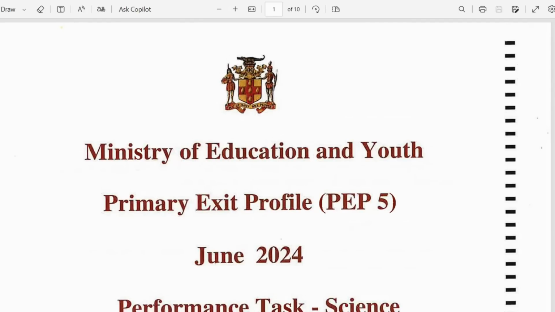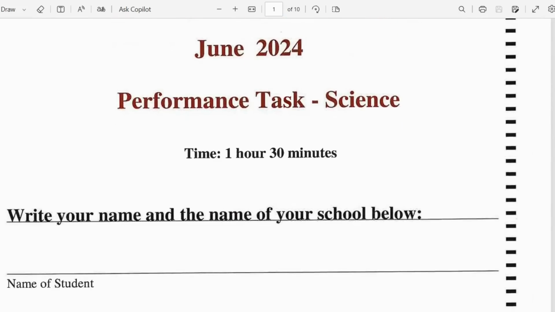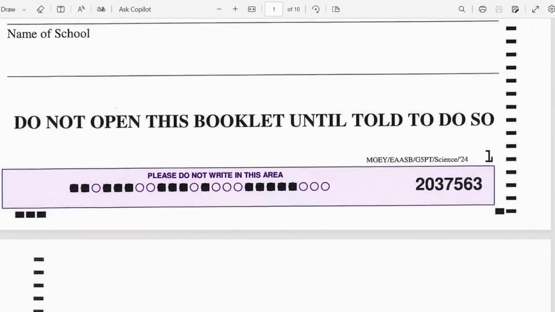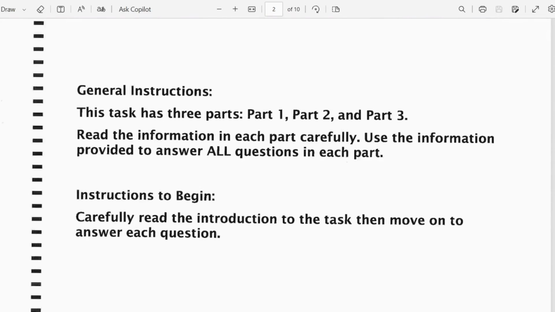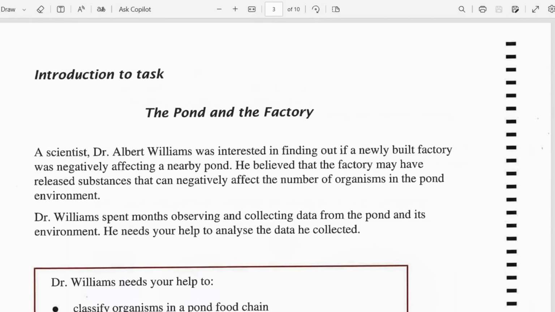In today's video, we're going to be looking at the 2024 Science Performance Task. Let's read the introduction to the task. The pond and the factory.